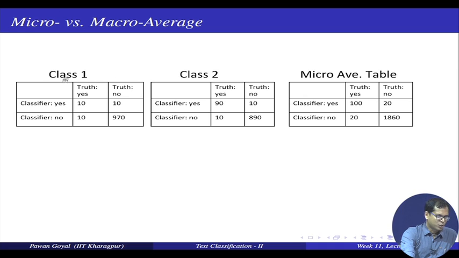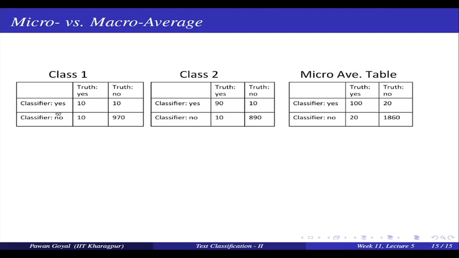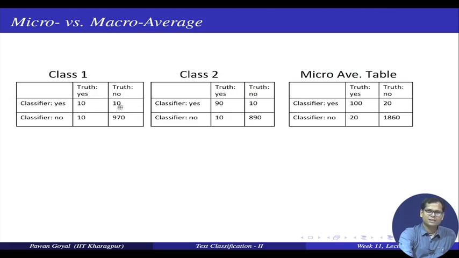Suppose for your class 1, there were 10 cases where your classifier said yes and the actual answer was also yes. 10 cases were classified as yes, but they did not belong to class 1. 10 cases where the classifier said no, and they actually belonged to class 1, and another 970 cases where the classifier said no and they did not belong to class 1. And this is another way of writing the confusion matrix or contingency table for each class. So that is classifier yes/no, truth yes/no.